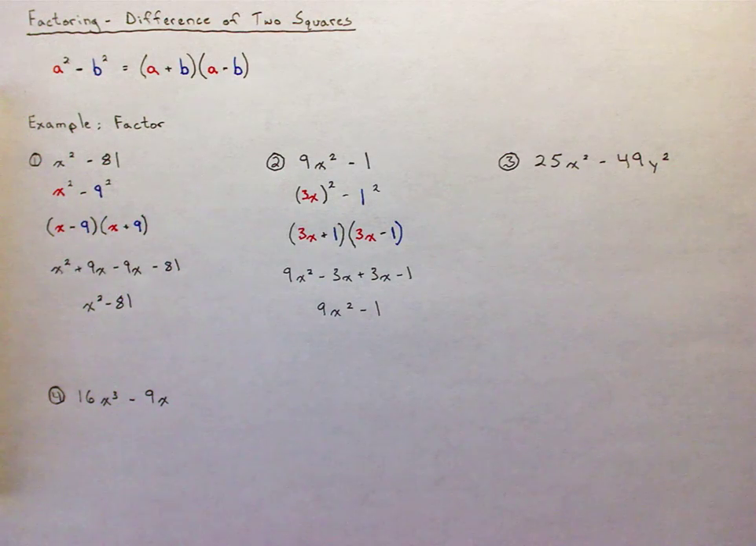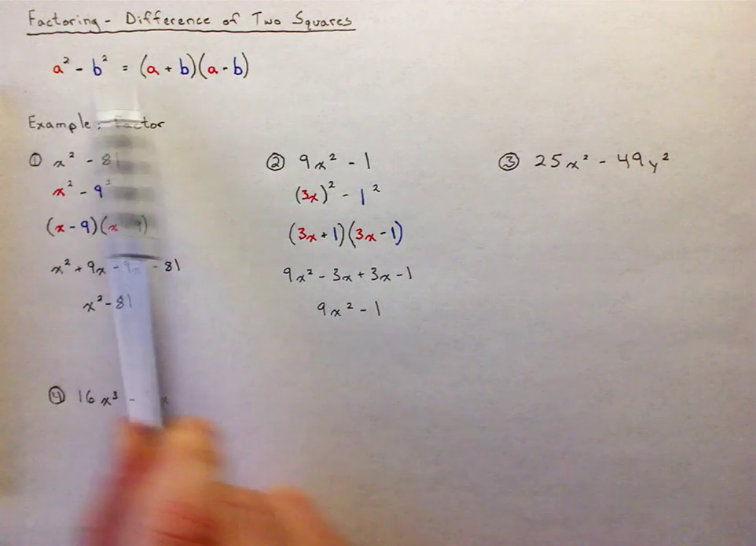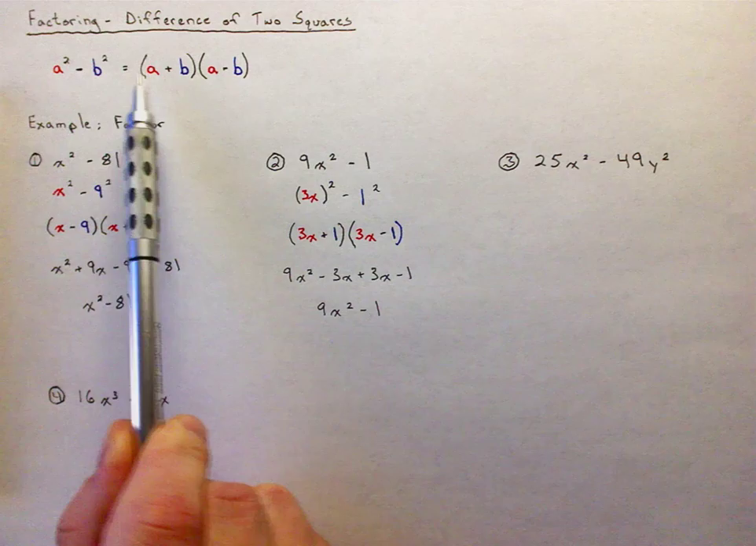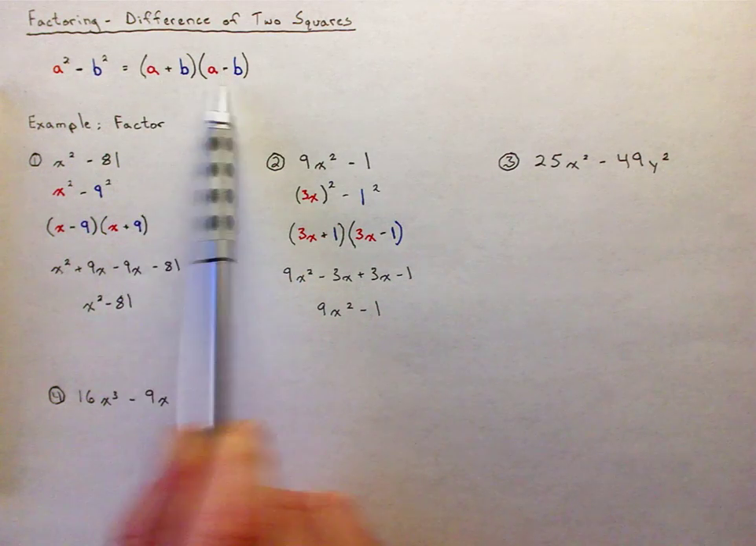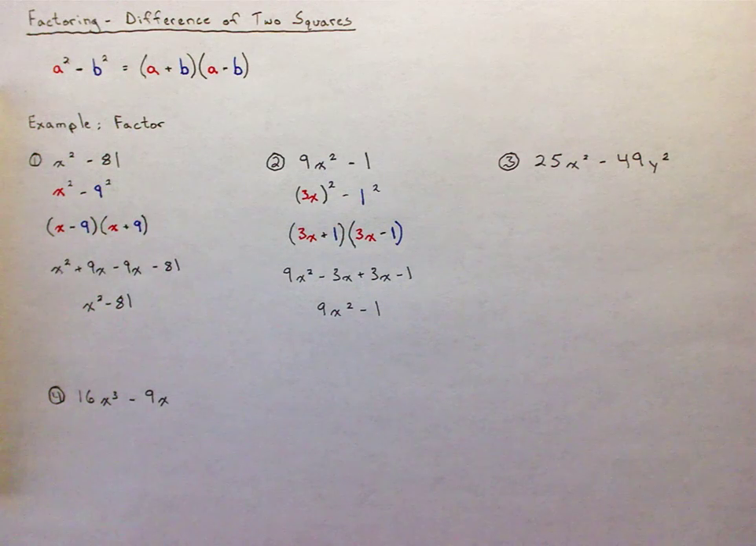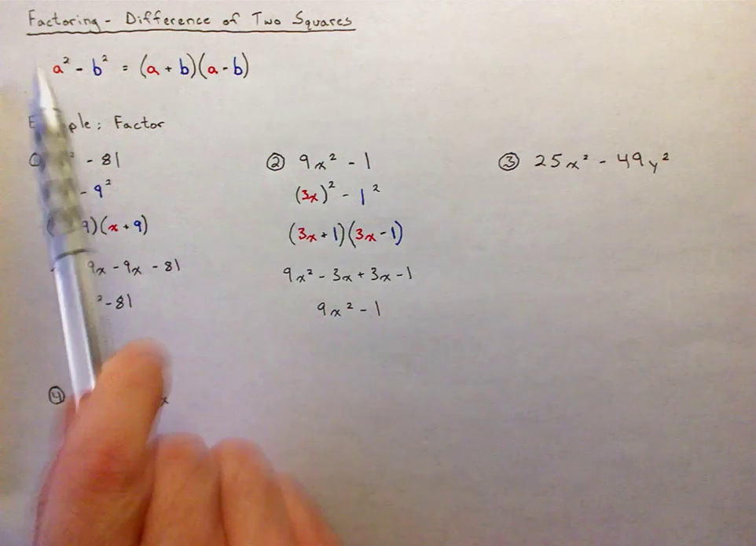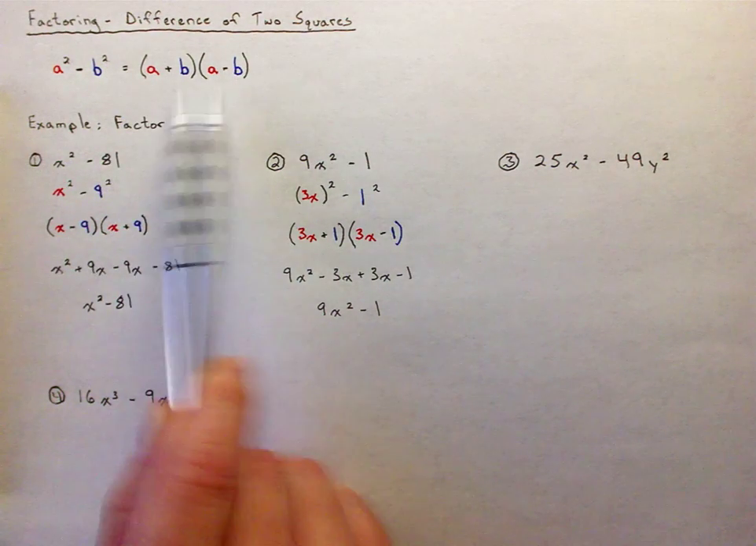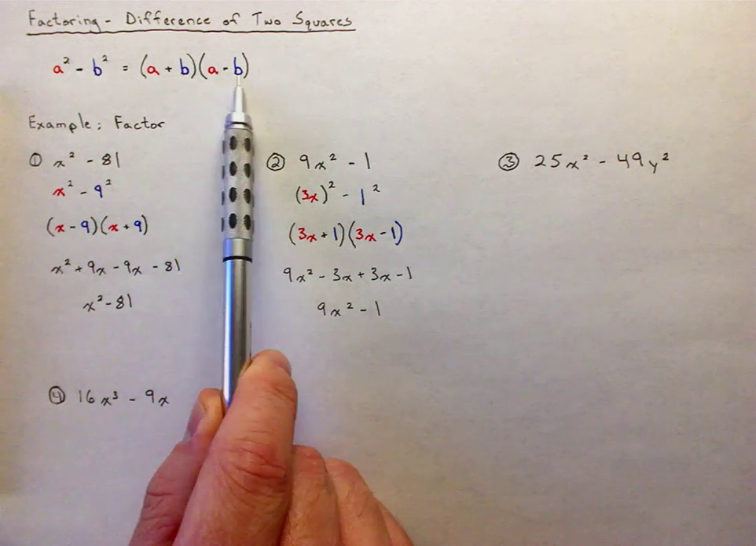Hey guys, more factoring. Today we're going to look at difference of two squares. This is our formula, where we have a squared minus b squared. What that turns into in factored form is a plus b times a minus b. So, one of the simpler forms to remember: a squared minus b squared in factored form is a plus b times a minus b.